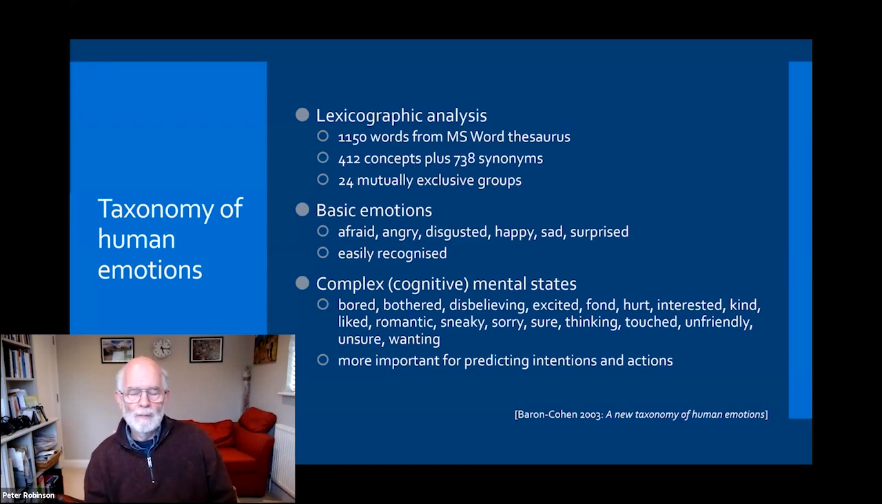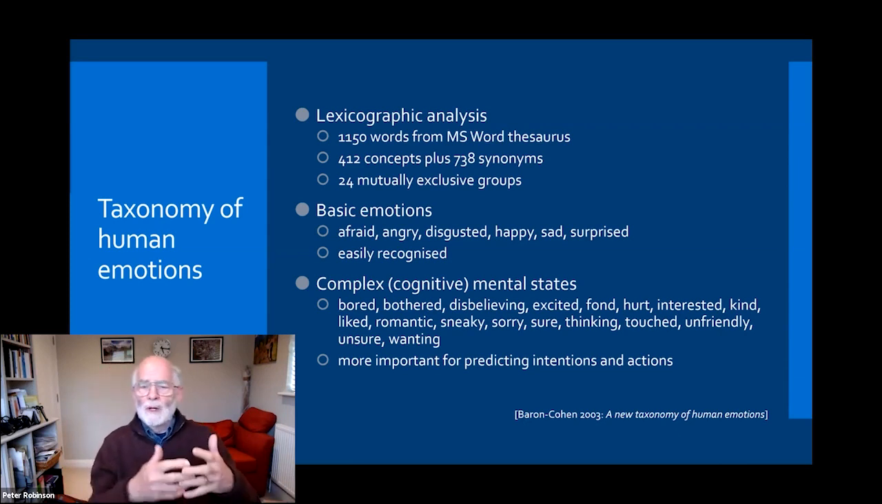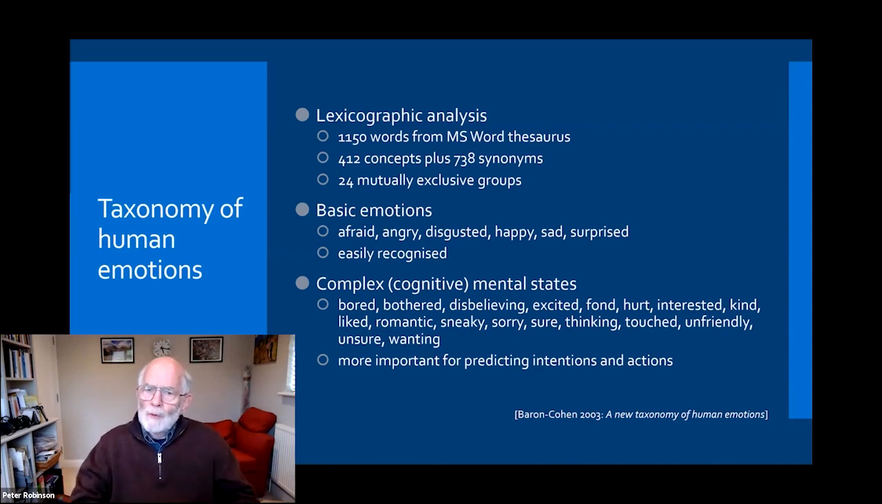6 of them are the basic emotions that we've just seen from Darwin and Ekman. So fear, anger, disgust, happiness, sadness, surprise. And those are the ones that we can recognize easily and probably recognize from still photographs as well. And then the other 18 of these broad categories are the cognitive mental states, the ones that show what you're thinking. So things like bored, which matters when you're giving lectures, or confusion, which perhaps matters, romantic ones, and so on. And these perhaps are more important for predicting intentions and actions.